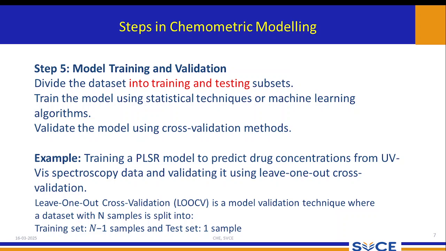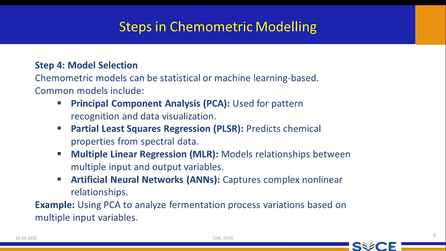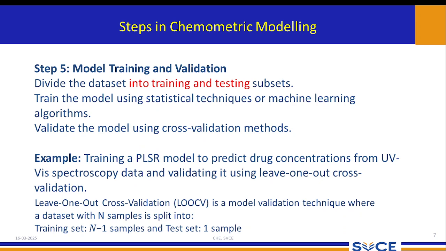Training a PLSR, partial least square regression model, to predict drug concentration from UV spectroscopic data and validating it using leave one out cross validation. So we are going to train the PLSR model, the partial least square regression model, to predict the drug concentration from UV spectroscopic data.